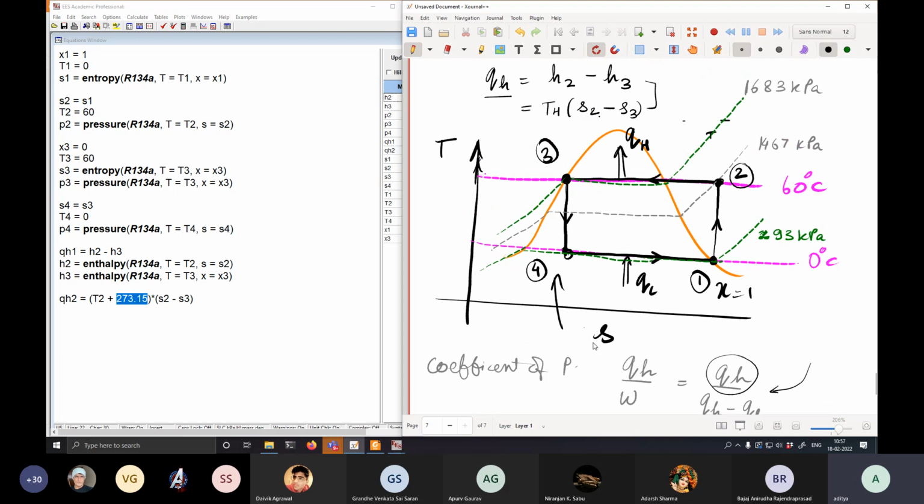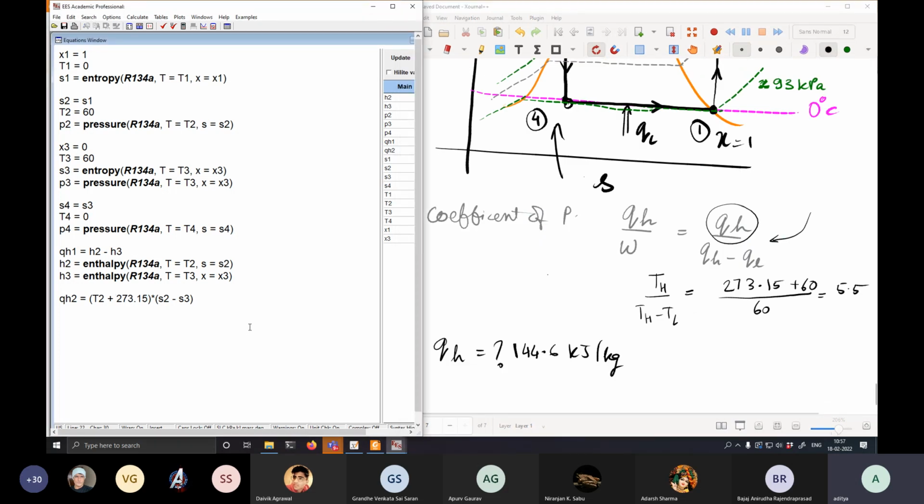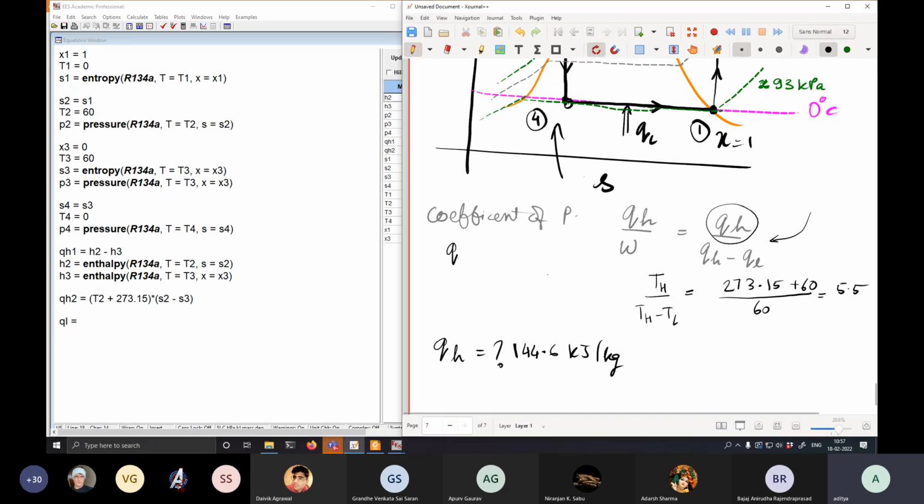Okay, what else should we calculate? QL is the difference in enthalpy of, so what should I write for the expression for QL? In terms of enthalpy, what is QL? If you apply the first law for process 421, which is a steady state, steady flow heat exchanger, it's H1 minus H4. So let us write it as this.